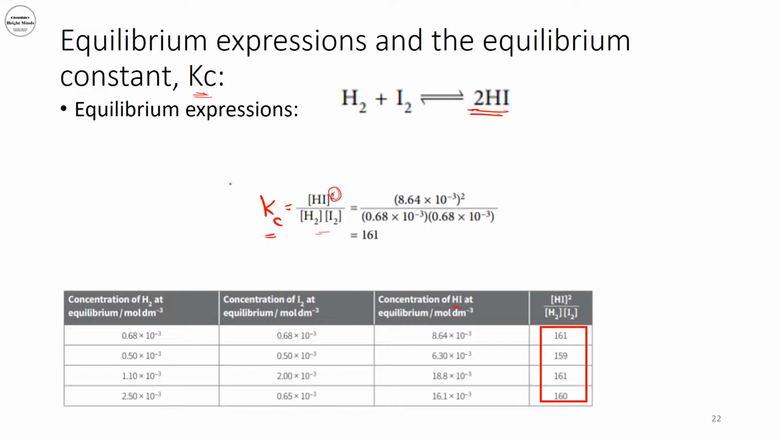So the equilibrium expression is this equation that we represent the equilibrium concentration with, and the equilibrium concentration should have a constant value, or a ratio between the concentration of my products divided by the concentration of my reactants.